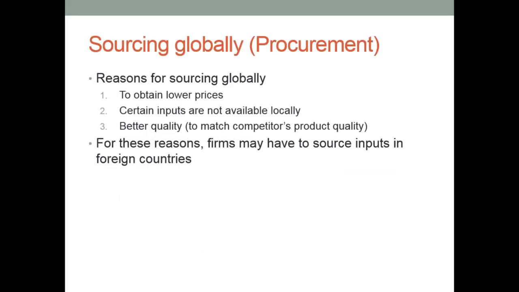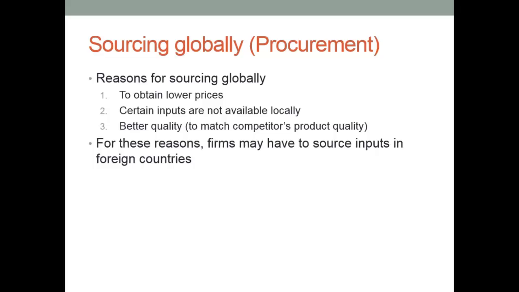Now we move to the most important part of this unit, which is procurement, sourcing globally. The most important focus area of supply chain management we are going to look at in an international context is precisely procurement, which is the sourcing of raw materials and inputs for the production process. Why do firms start sourcing globally, which means to find suppliers of raw materials located in foreign countries?